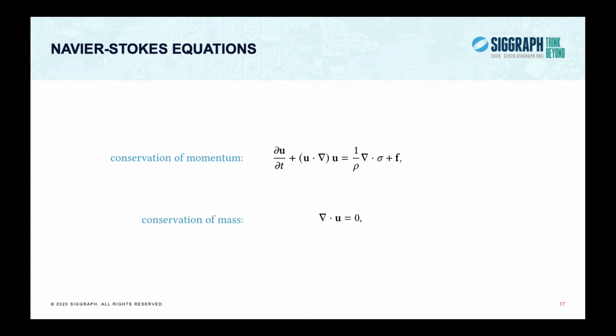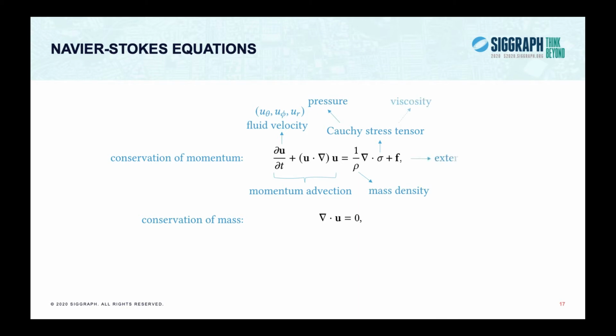The left part of the momentum equation represents the momentum advection, where u is the fluid velocity, and in a spherical coordinate system, it would be u theta, u phi, and ur. Rho is the mass density, sigma the Cauchy stress tensor, which incorporates pressure and viscosity, and F stands for external forces. For incompressible flow, conservation of mass is equivalent to a divergence-free velocity vector field.